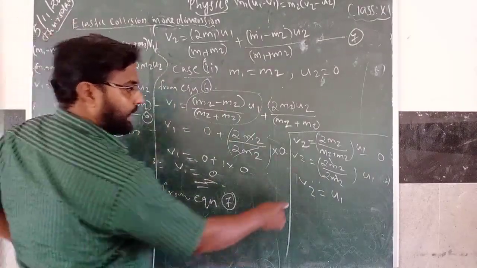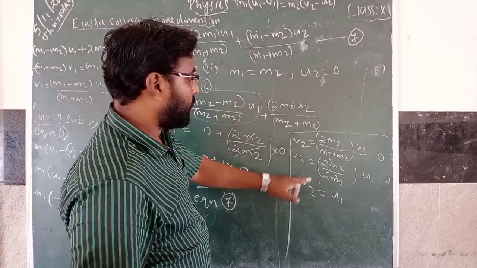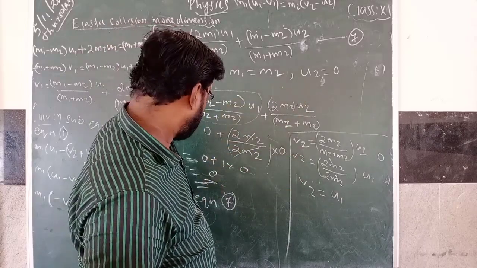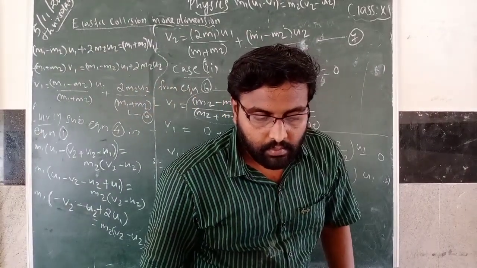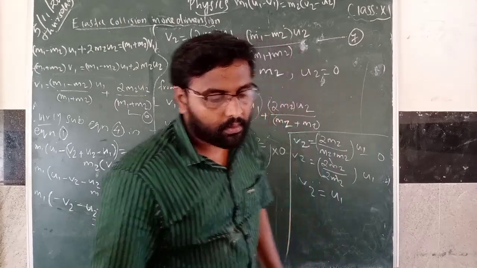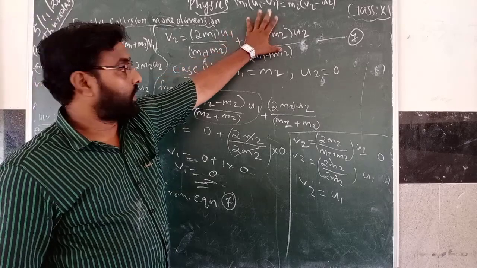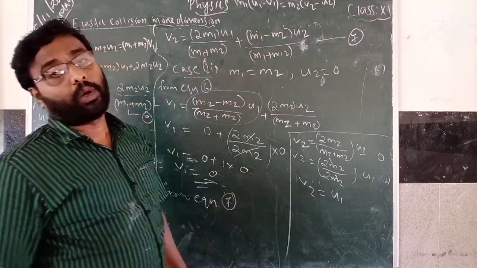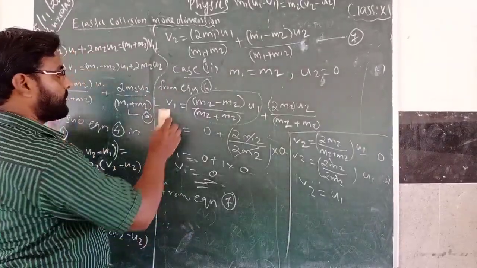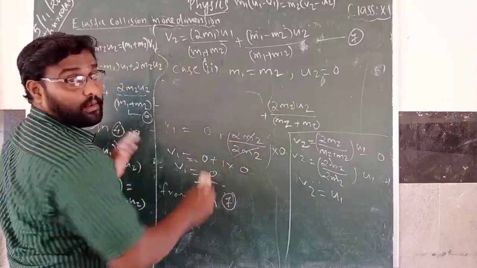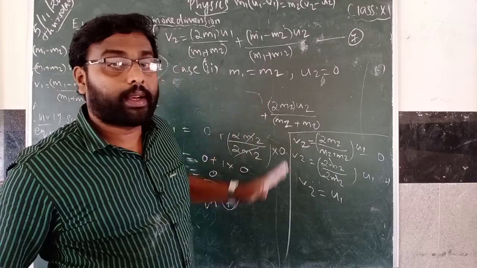The same here, U2 is 0. Already this time U2 is only 0, so we will get U1. This is case 2. Then case 3. This case 2 is the same as case 1, so no need to do it again. You have to practice this.